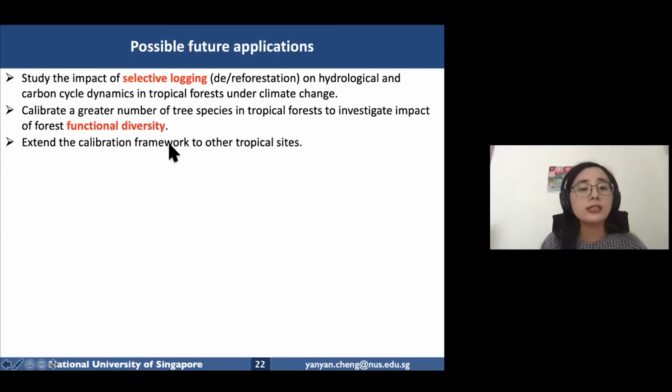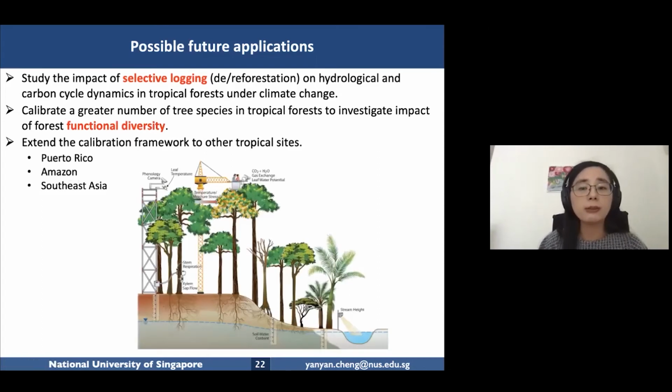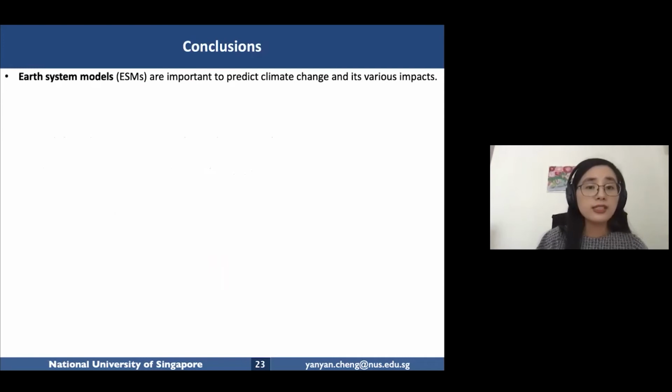And also, this calibration work we developed here is very flexible and easy to extend to many other tropical sites, for example in Puerto Rico, in the Amazon, and also here in Southeast Asia, where many sites have been equipped with the necessary instruments to collect the data. So we can also extend this to all these tropical sites to understand tropical forests in different tropical environments. And with this, I would like to come to the conclusions.